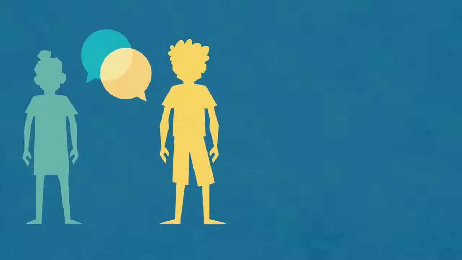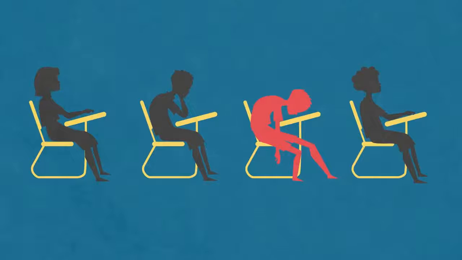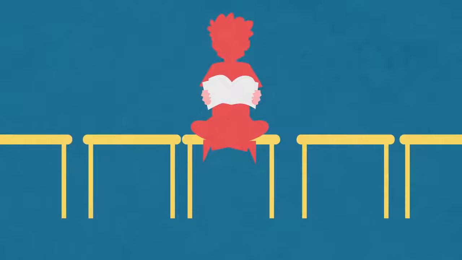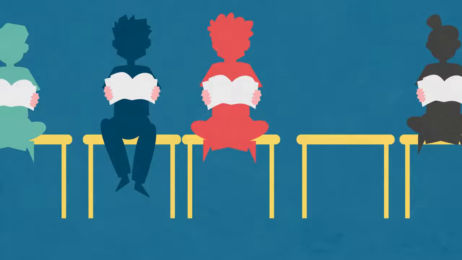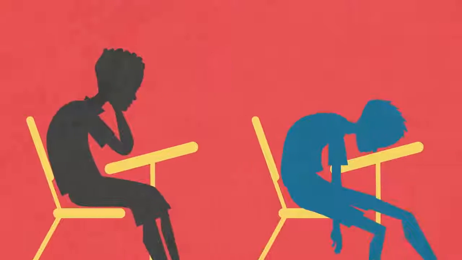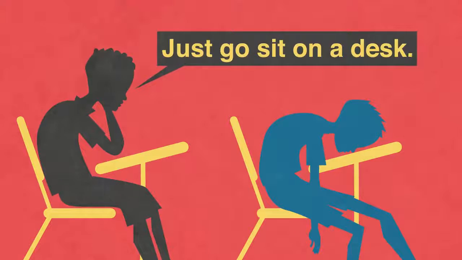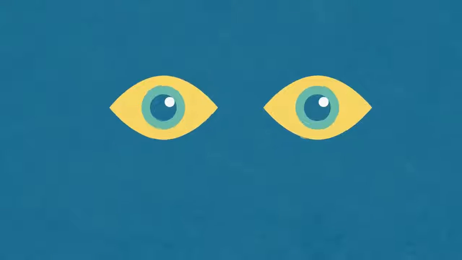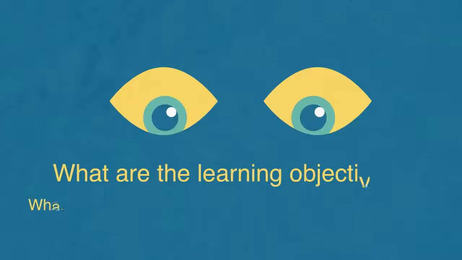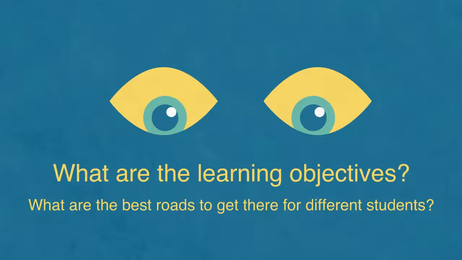During independent reading time in my early morning class several years ago, one student tended to fall asleep. I told him that if he wanted, he could go to the back and sit on a desk and read. Soon, several others joined him. A few days later, I saw another student dozing off. Before I could say anything, one of his classmates whispered to him, "Just go sit on a desk." Again, it's a matter of keeping our eyes on the prize. What are the learning objectives and what are the best roads to get there for different students?